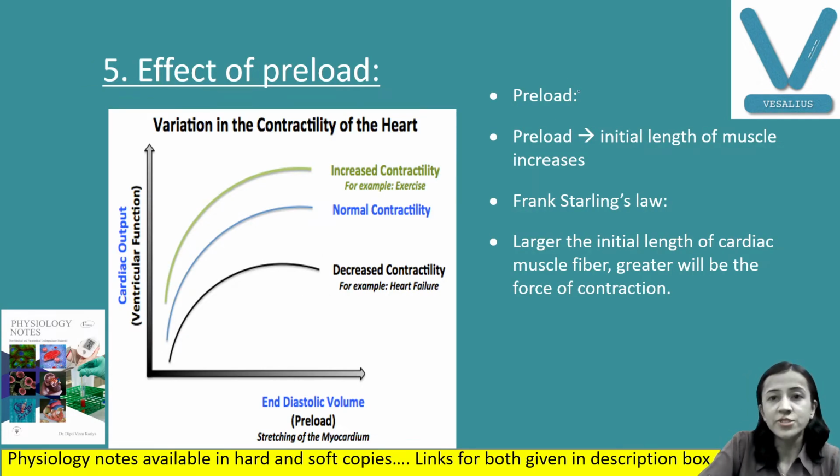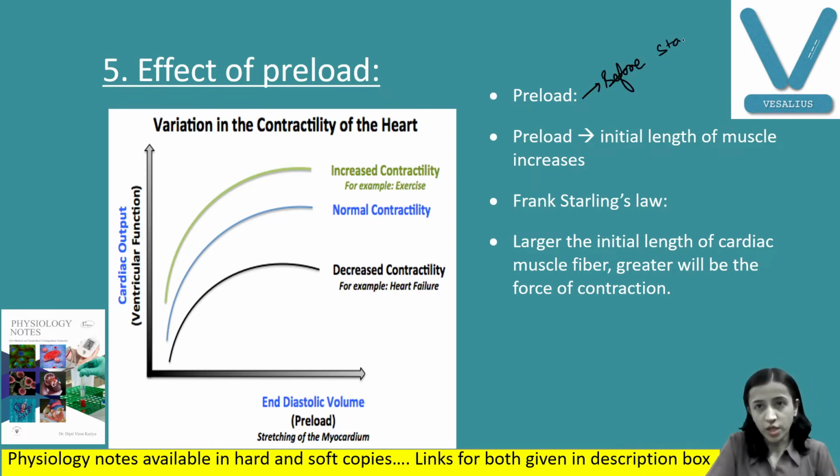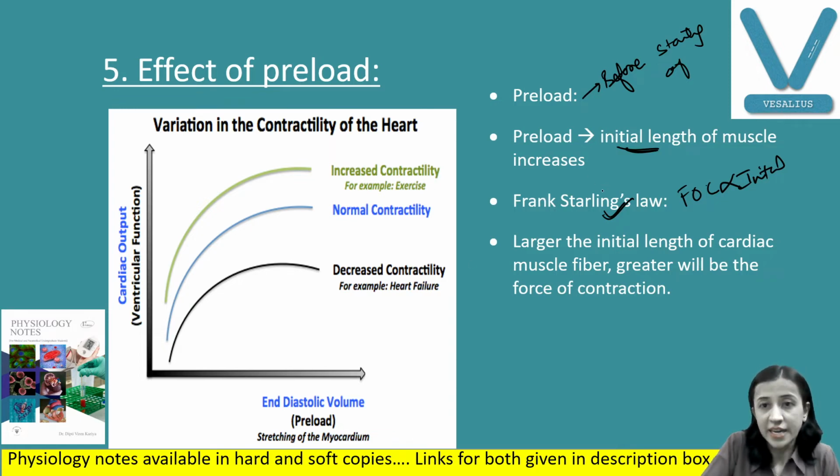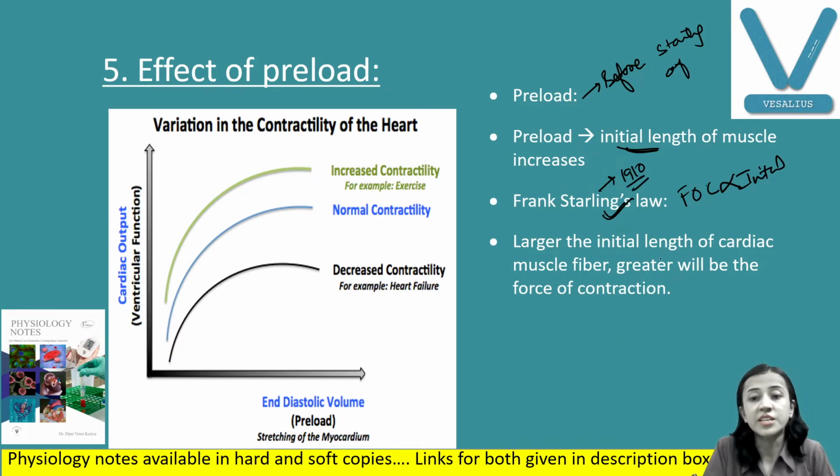Preload means the load that acts on the muscle before the muscle starts contraction. So preload increases the initial length of the cardiac muscle, and according to Frank Starling's law, as we all know, what is Frank Starling's law? Within physiological limits, force of contraction is directly proportional to the initial length of muscle fiber. It means the more the initial length of muscle fiber, the more will be the force of contraction within physiological limits. This was given by Frank Starling in 1910.